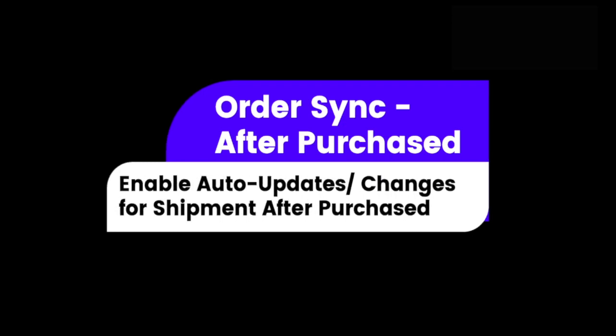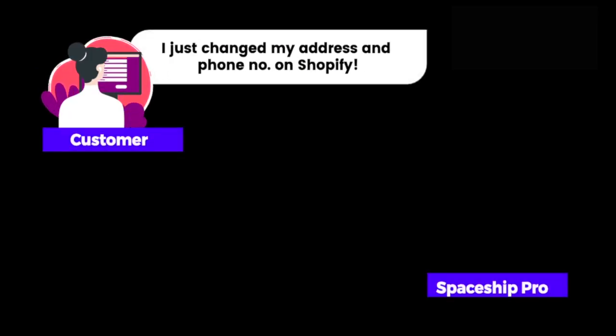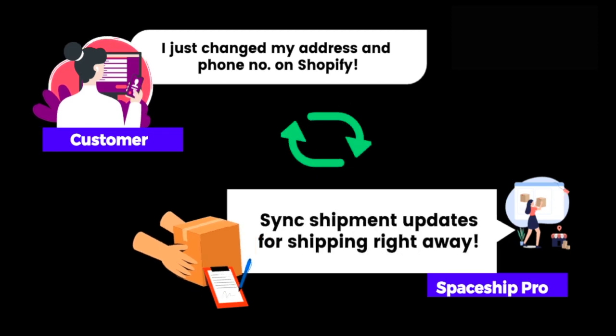Order Sync after purchases enables automatic updates for post-purchase customer changes. When customers purchase products from your online store, they often modify shipment info and product quantities, resulting in changes to package sizes. With Order Sync, any alterations made by your Shopify customers will instantly sync to Spaceship Pro, ensuring seamless shipping updates.